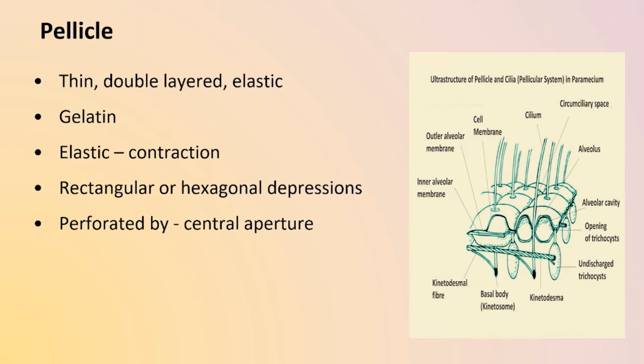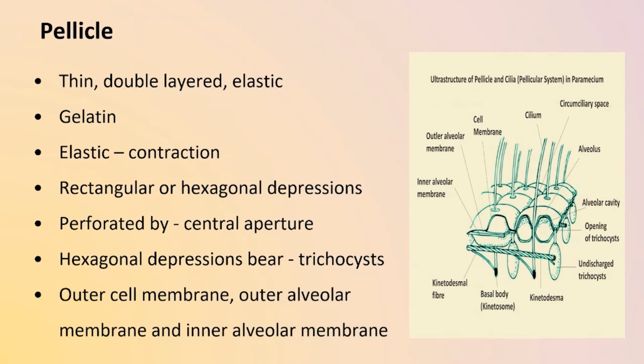Each hexagonal depression is perforated by a central aperture through which a single cilium emerges. The anterior and posterior margins of hexagonal depressions bear the openings of trichocysts. The electron microscopic study of the pellicle by Ehret and Powers in 1957 revealed that the hexagonal depressions correspond to a regular series of cavities, the alveoli. All alveoli collectively form a continuous alveolar layer, which is delimited by outer and inner alveolar membranes. The outer layer lies in close contact beneath the outer cell membrane. Therefore, the pellicle includes the outer cell membrane, the outer alveolar membrane, and the inner alveolar membrane.